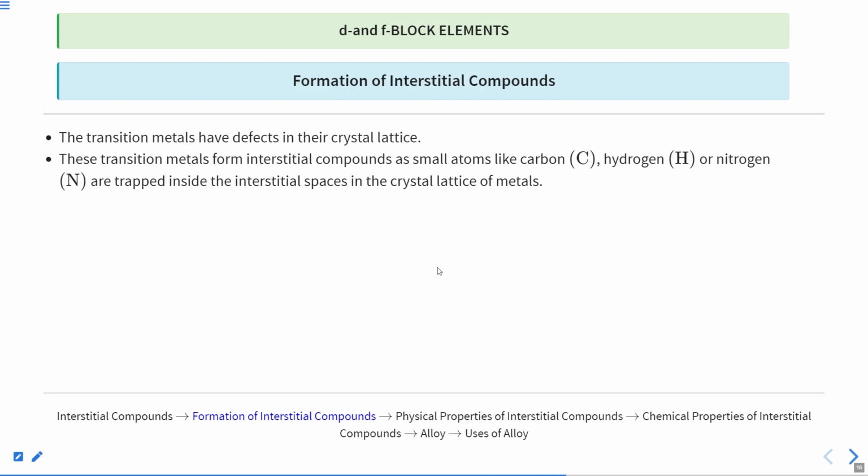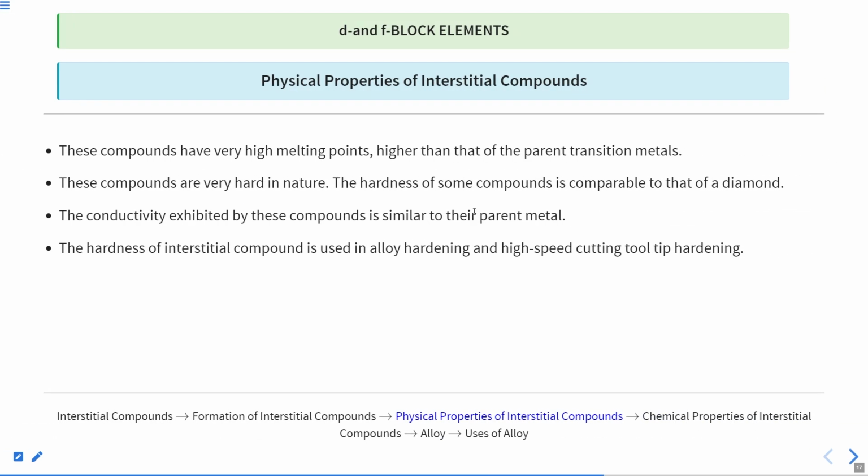So the transition metals have defects in their crystal lattice. These transition metals form interstitial compounds as small atoms like carbon, hydrogen, and nitrogen are trapped inside the interstitial sites in the crystal lattice of the metals. Now let us talk about the physical properties. We have seen a glimpse of it. Let us quantify all of those.